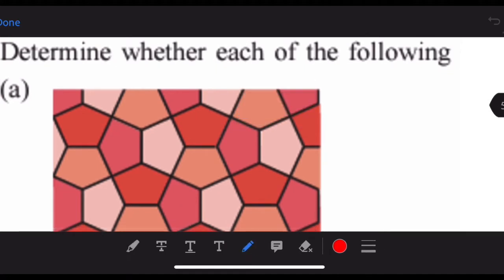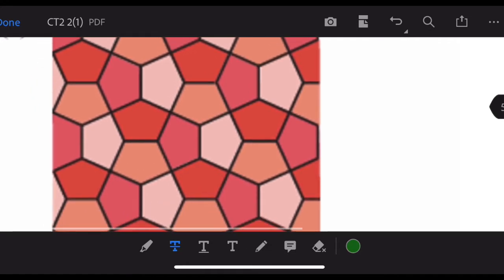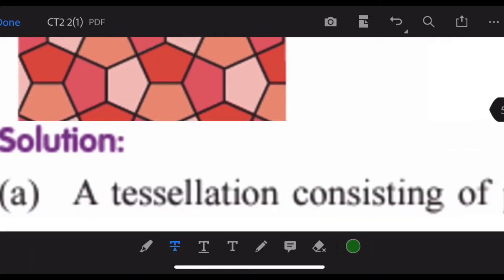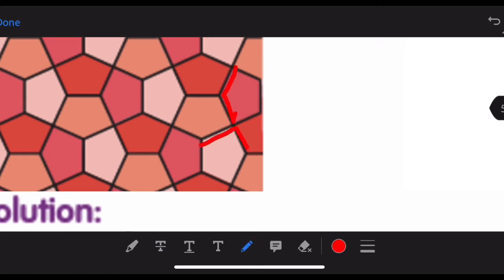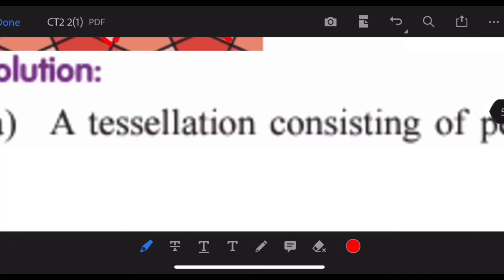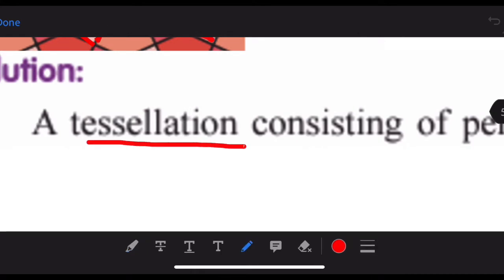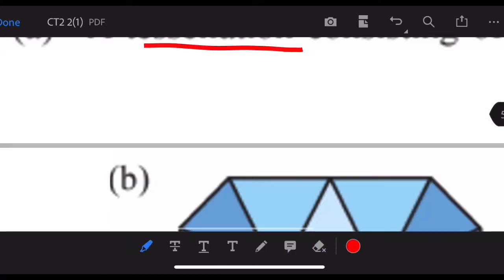So let's see this one. Determine whether each of the following is a tessellation or not. As you can see, is the shape repeating? And we have to check 3 conditions. It seems like it's repeating. You can see this one repeats, this one repeats, right? And there are no empty spaces between the shapes. It consists of pentagons only. So this is a tessellation consisting of pentagons, right? Now we look at B.